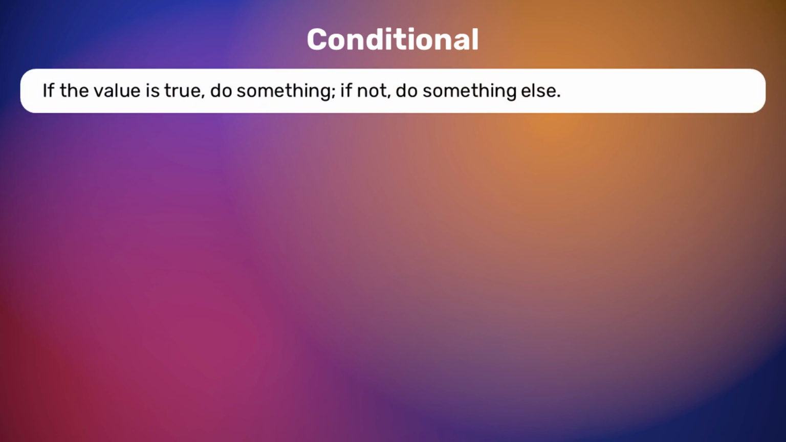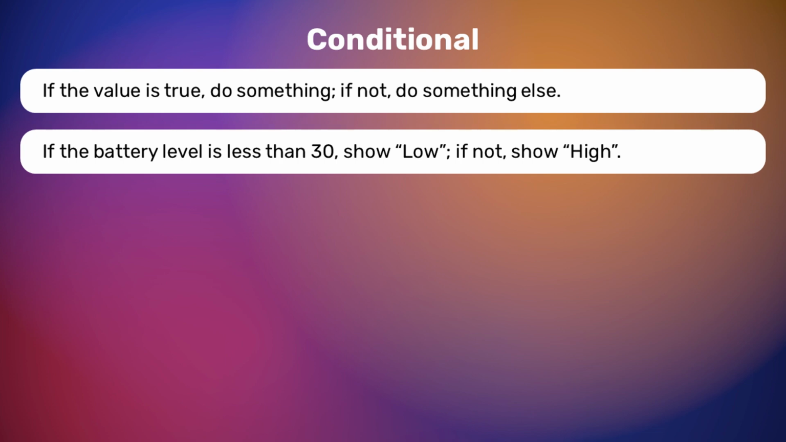Conditional, also known as a ternary operation, is a way of evaluating a condition and returning a value depending on whether the condition is true or false. To simplify, you can think about conditionals as if the value is true, do something; if not, do something else. For example, if the battery level is less than 30, return the value low; if not, return the value high. Let's turn that sentence into an expression.